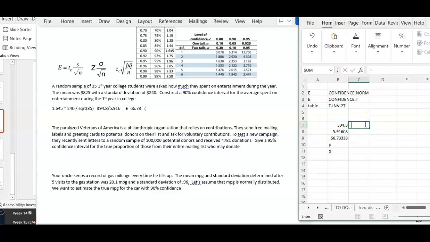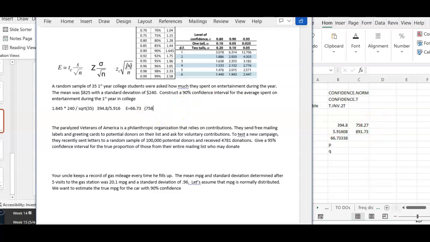So I'm going to go equal 825, and I'm going to subtract 66.73. That gives me 758.27. And I'm going to do equal 825, and I'm going to add 66.73. I'm just using Excel for my calculator. So I have 891.73 as my confidence interval.